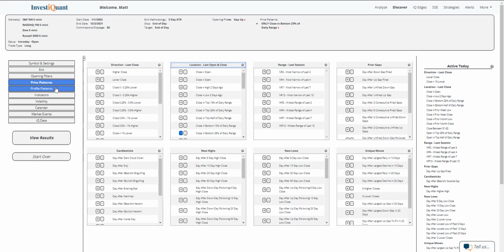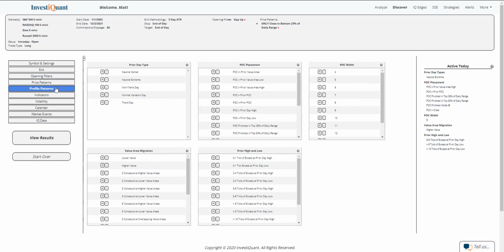Now I'm going to go to profile patterns. It's going to use a market profile pattern. And over in the active today, I'm going to grab it from that section again. I'm going to click on POC finished in the top 25% of the daily range. So what this is saying is that the price that was traded at the most in terms of time, the single price where we spent the most time trading, was in the top 25% of the daily range. So that took place yesterday. I've got that selected here.